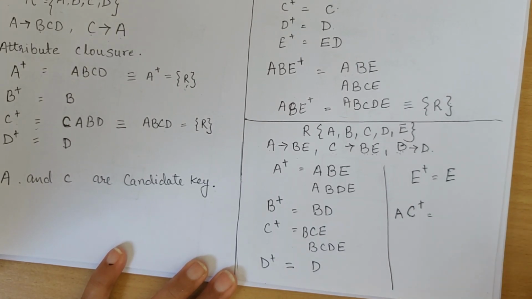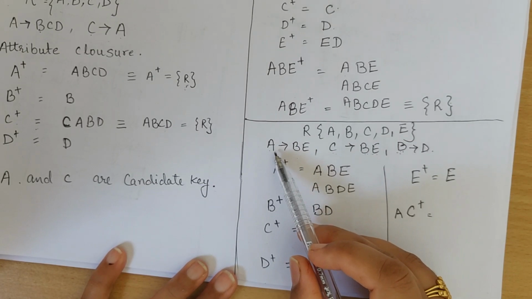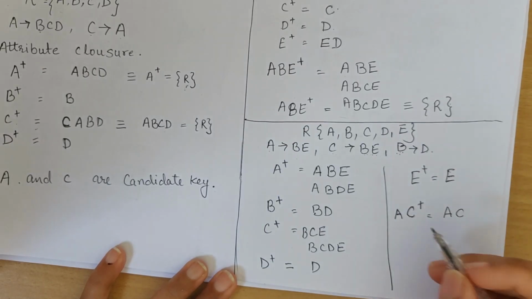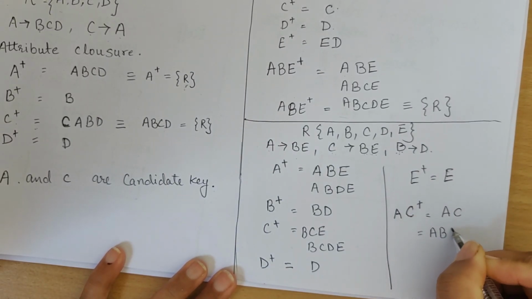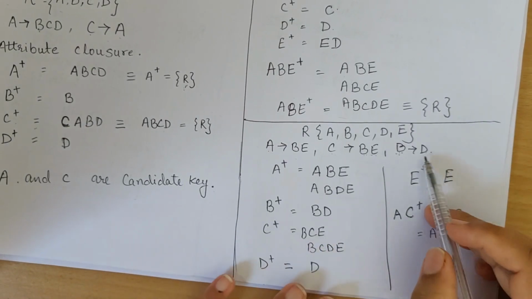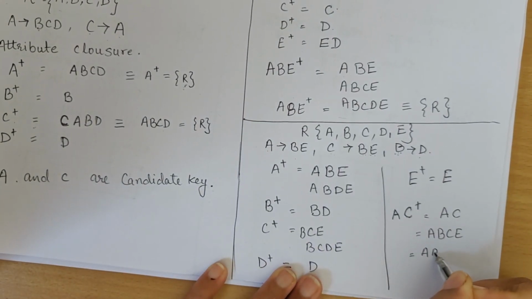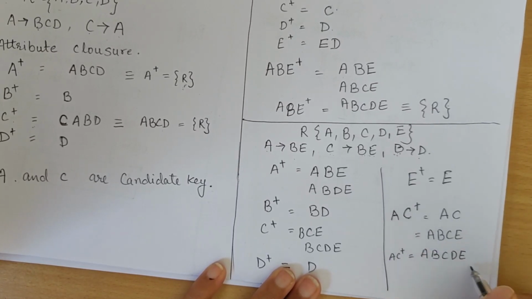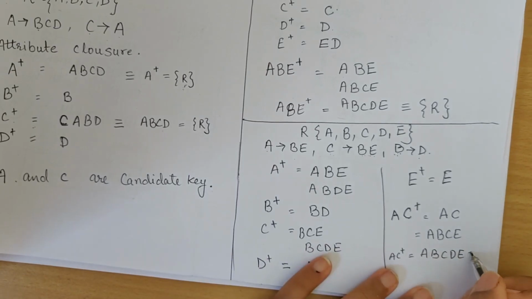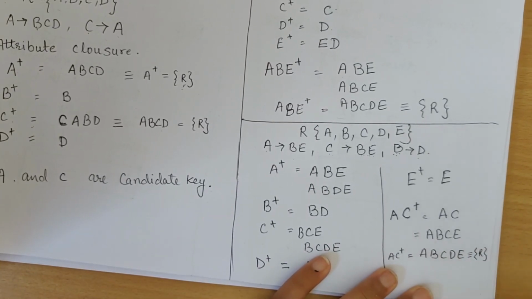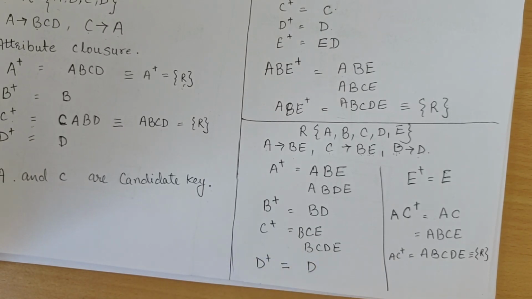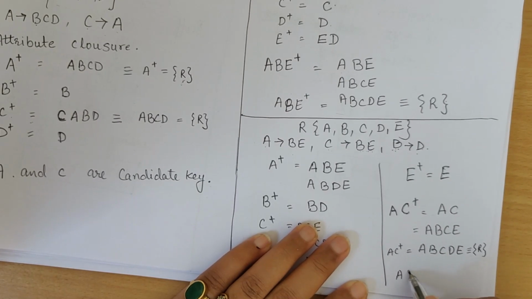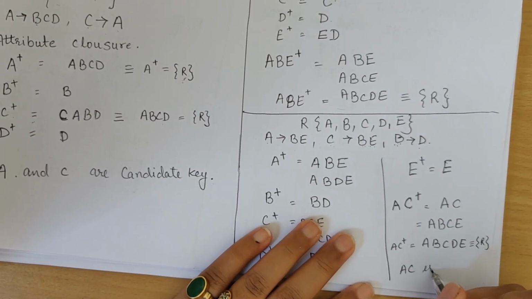I will find out the closure of AC. From AC, first I will have AC. A determines BE, so ABCE. Now B determines D, so A, B, C, D and E. That means the closure of AC determines the entire relation R, right? And so these two attributes we will call the candidate key. So the candidate key for this particular question is AC.